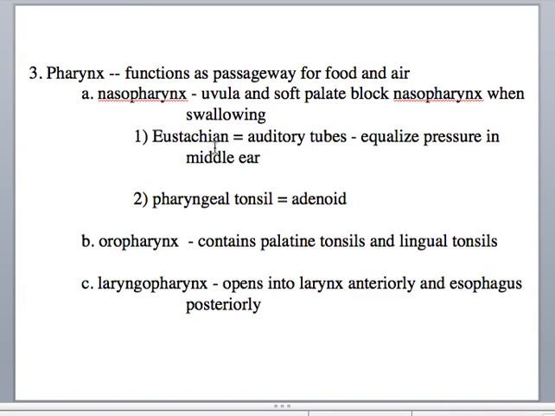Okay, the eustachian tubes or auditory tubes will also open in your nasopharynx region. They function to equalize pressure in the middle ear. And then you have a pharyngeal tonsil called an adenoid that is in your nasopharynx. Your oropharynx has the palatine tonsils and lingual tonsils, and then your laryngopharynx is the closest to the larynx and to the esophagus.